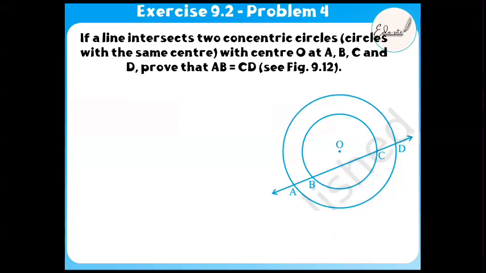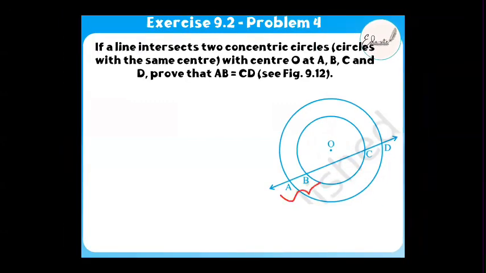If a line intersects two concentric circles with the same center O at A, B, C, and D, prove that AB is equal to CD. How will you prove AB is equal to CD? Chalo. You will have to prove AB is equal to CD. How will you prove it? Any guesses?